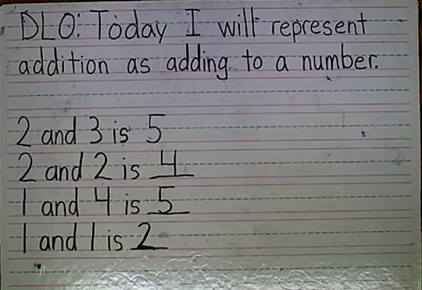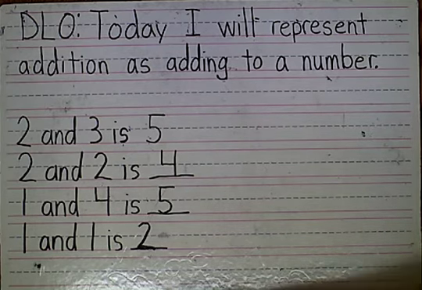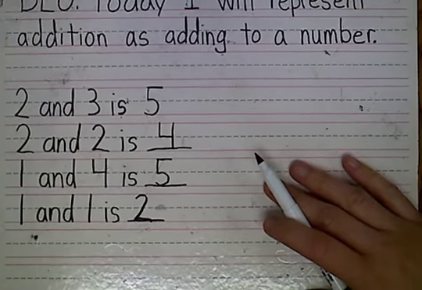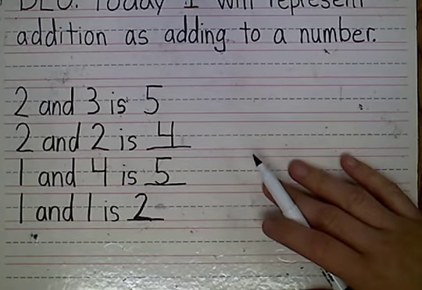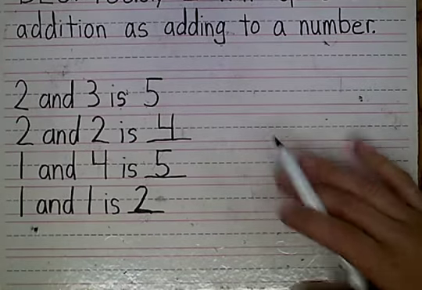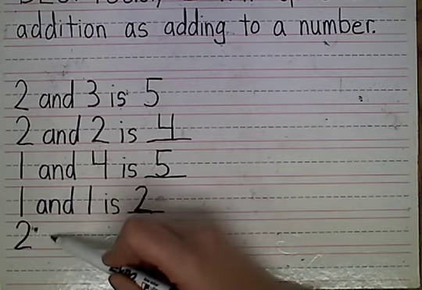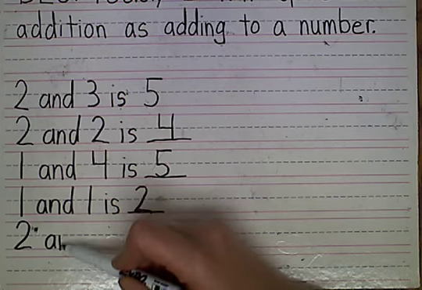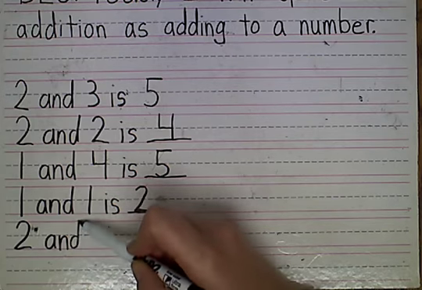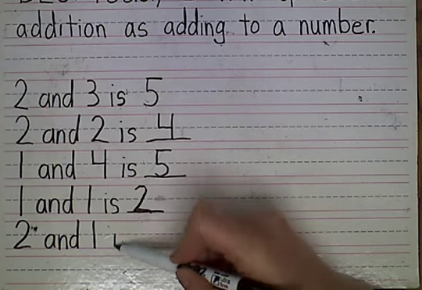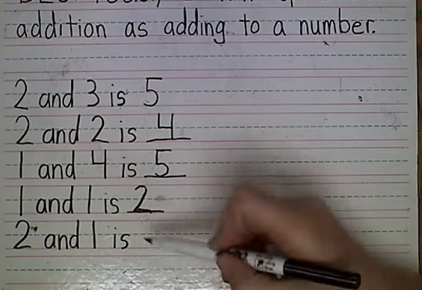Let's do one more, and then I'll let you do the rest on your own. Well, there's only 2 more left. We'll just finish it off together. Okay, our next one. I'm going to scoot this up just a smidgy bit. We'll come back to our DLO so we can see it. Okay, our next one. 2 and 1 is blank.